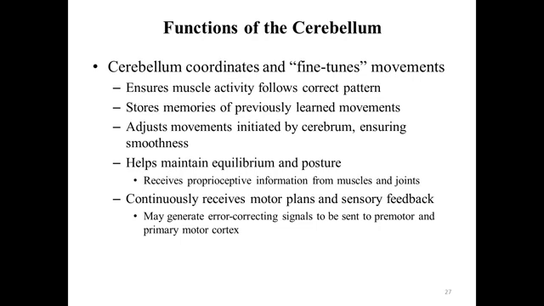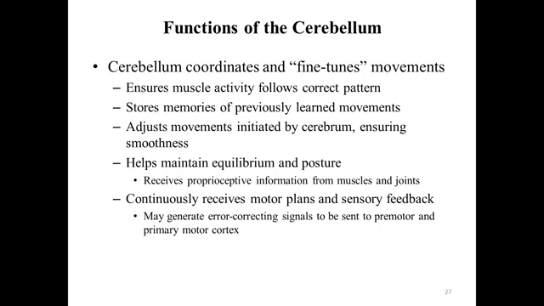The cerebrum initiates a movement and sends a rough draft of the movement to the cerebellum, which then coordinates and adjusts it. For example, the controlled, precise movements a musician makes when playing a stringed instrument result from fine-tuning by the cerebellum. Without the cerebellum, the finger and hand movements would be choppy and lack coordination between the two hands. The cerebellum receives the proprioceptive information from muscles and joints and helps maintain equilibrium and posture.